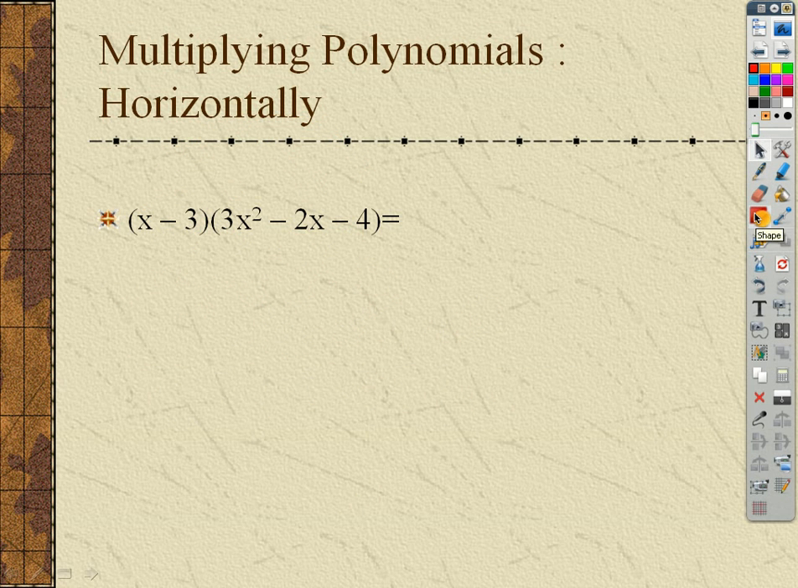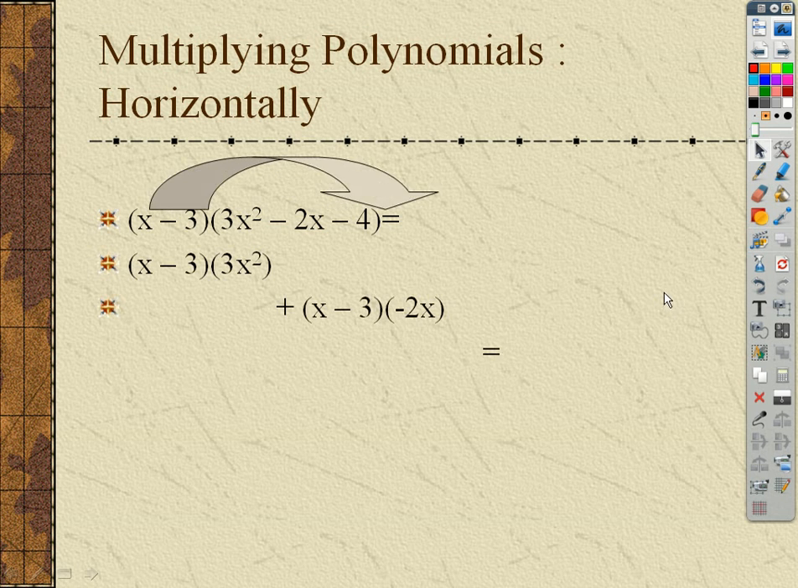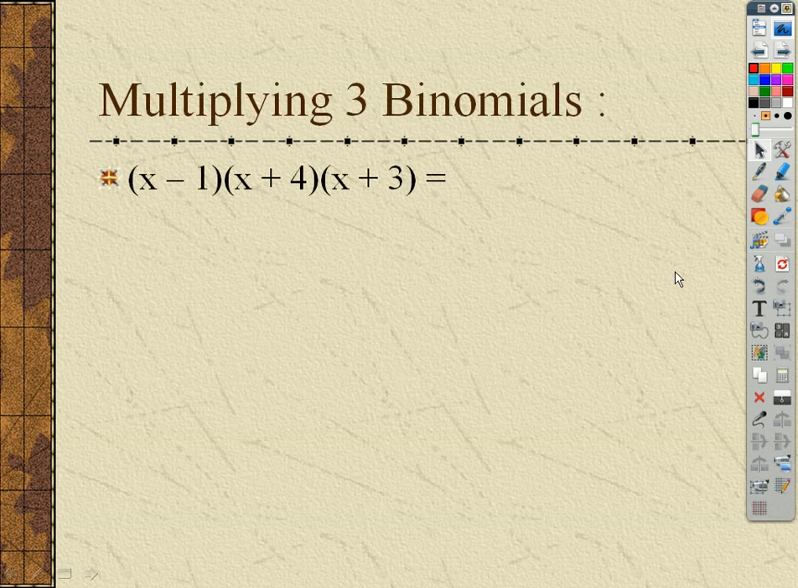Okay, what if we have something like that? What if we're multiplying out 3 polynomials? They wouldn't even have to be binomials. What's the only thing we got to be careful about doing here if we're multiplying out more than 2 polynomials?